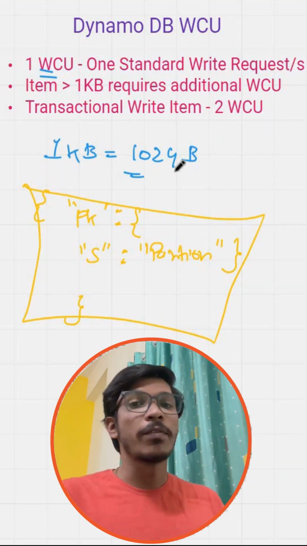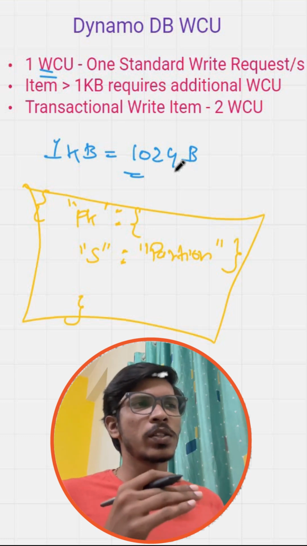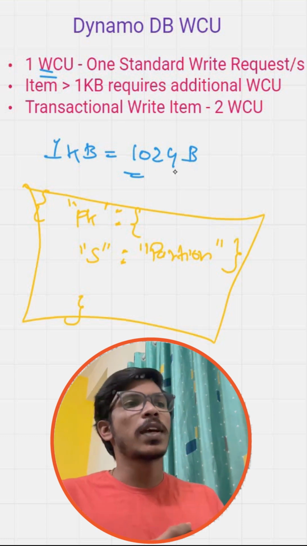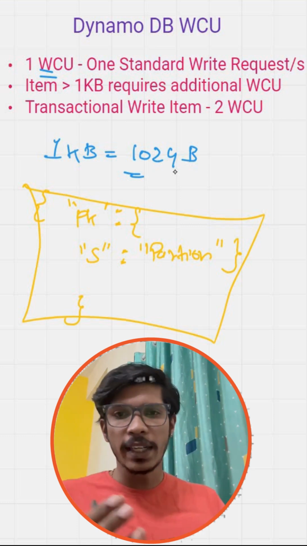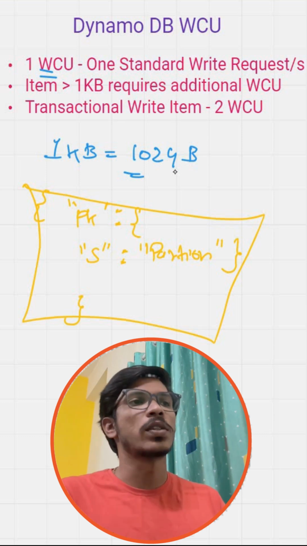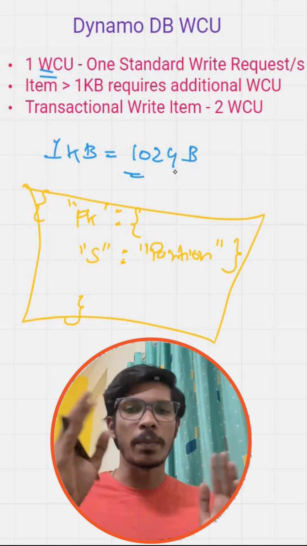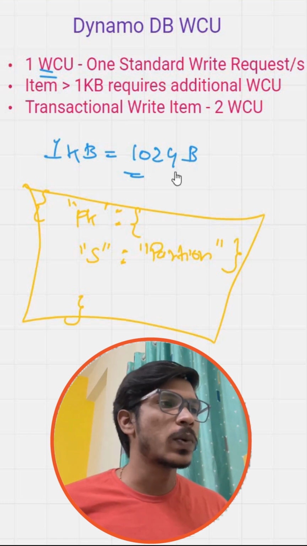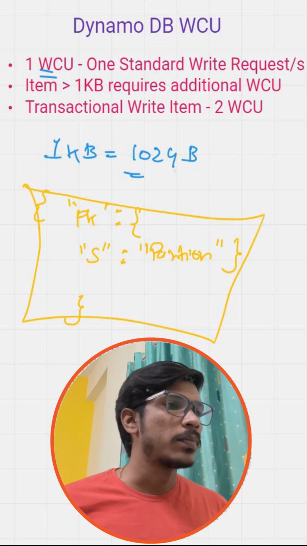Moving forward, if it's more than 1 KB, what would happen? It would consume one more WCU, right? The next thing which we have to consider is that a transactional write item consumes 2 write capacity units, because it ensures that it either commits together or fails together, right? So let's do a quick calculation to understand it in a better way.